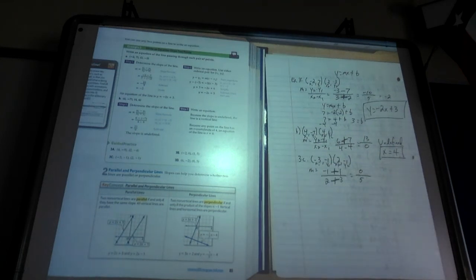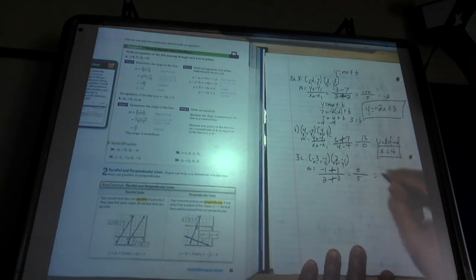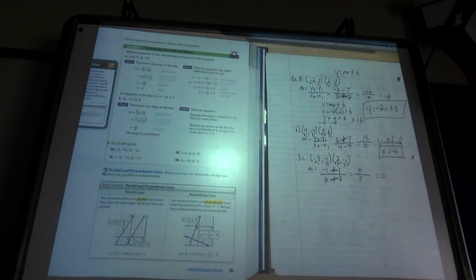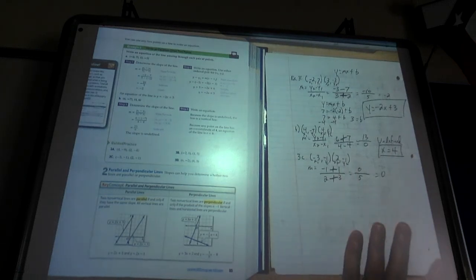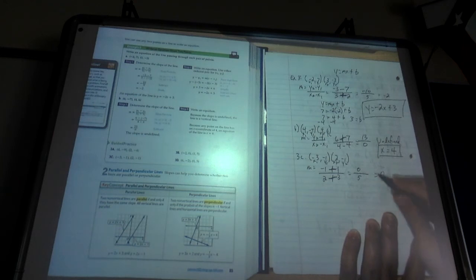0 in the numerator is fine. That's just 0. So we would say right here that our slope is 0. There's nothing wrong with that. What that tells us is the equation is whatever the y-coordinates are of our points. So the equation of this line right here would be y equals -1.